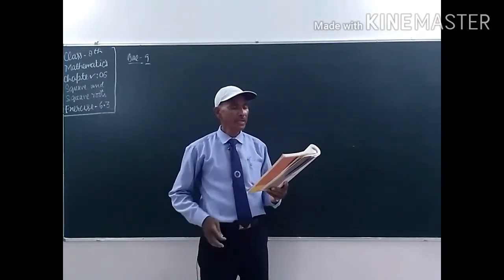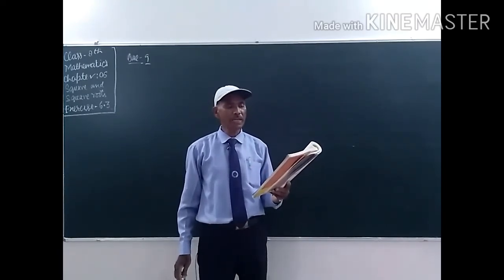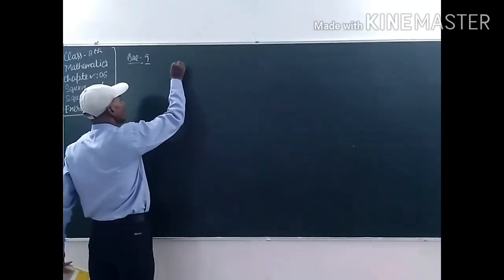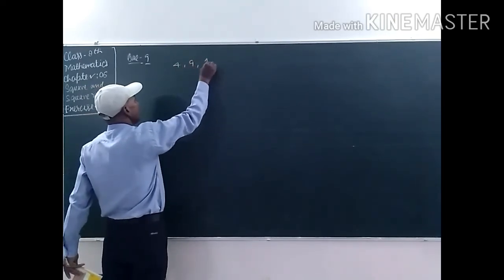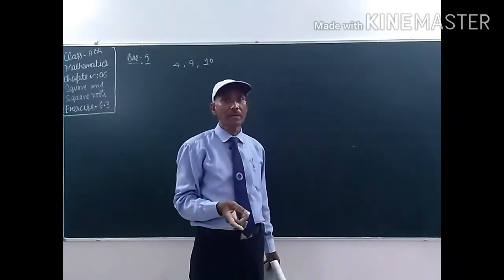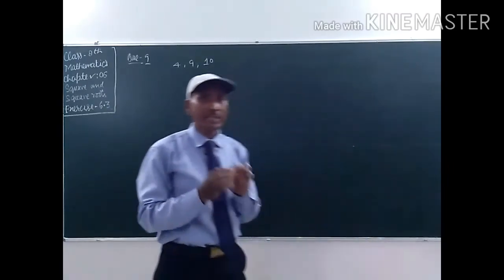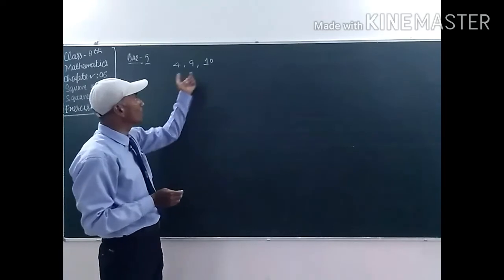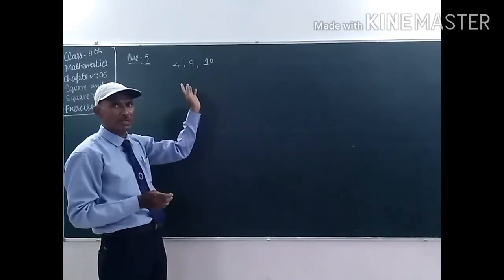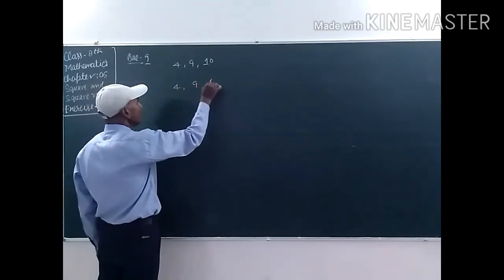Question number 9. In this question, students, find the smallest square number that is divisible by each of the numbers 4, 9 and 10. Numbers are 4, 9 and 10. We have to find the smallest square number which is divisible by these three numbers. So to find the smallest square number, first of all we have to find the LCM, the least common multiple of these numbers. Clear?